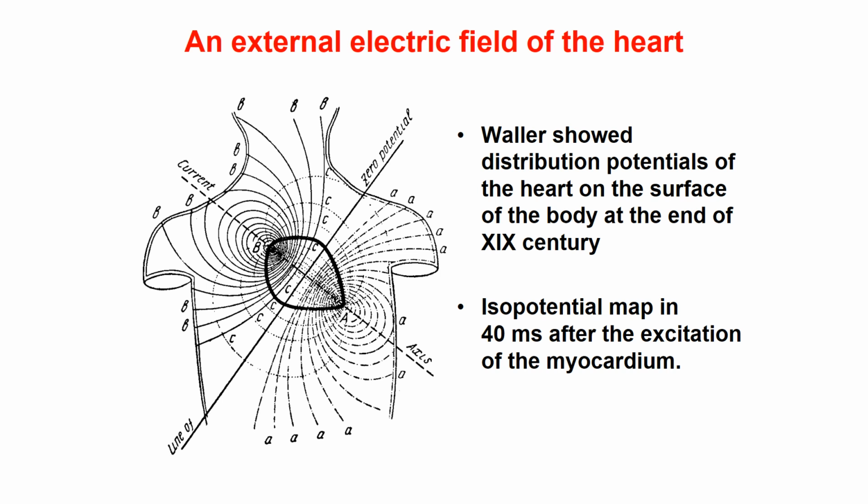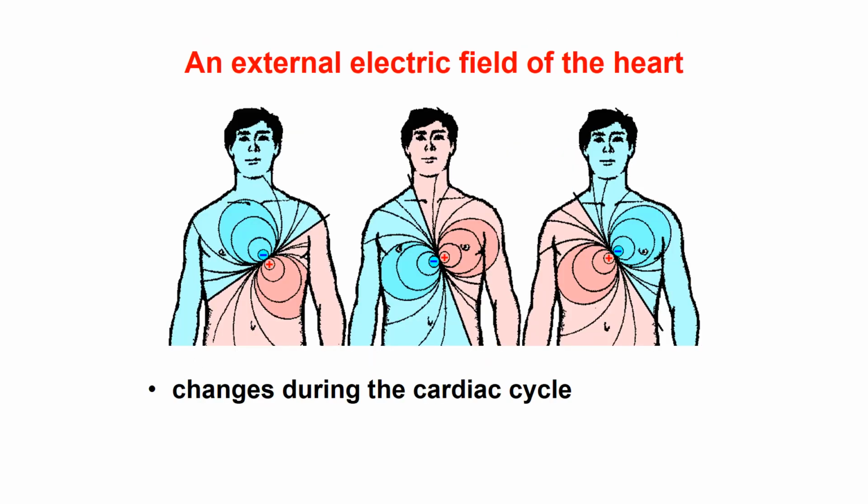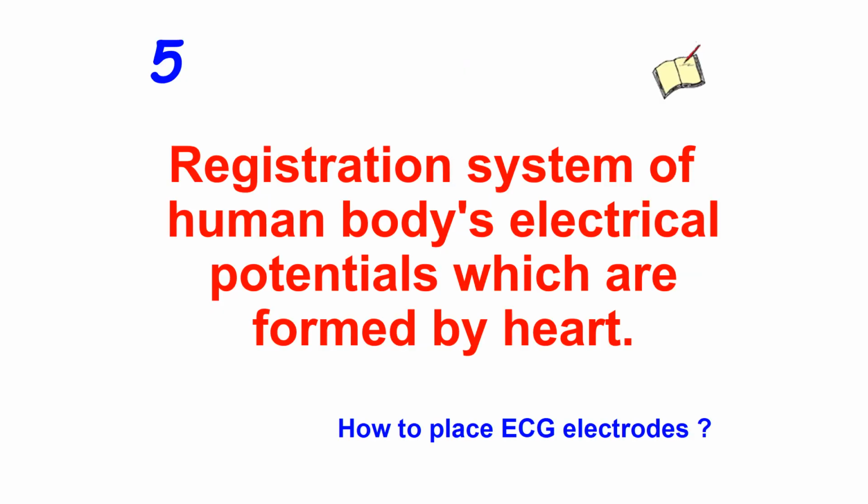Waller showed distribution potentials of the heart on the surface of the body. In the picture, isopotential map in 40 milliseconds after the excitation of the myocardium. An external electric field of the heart changes during the cardiac cycle. Registration system of human body's electrical potentials which are formed by heart.